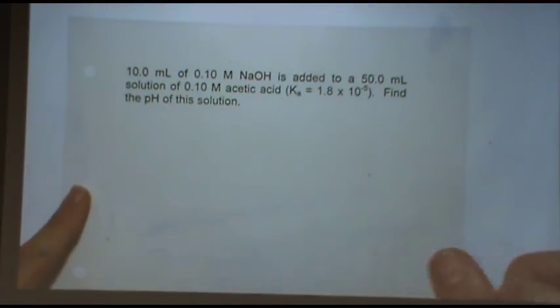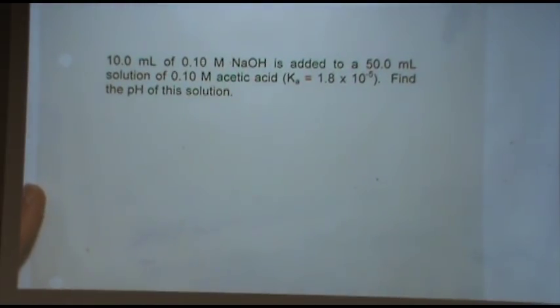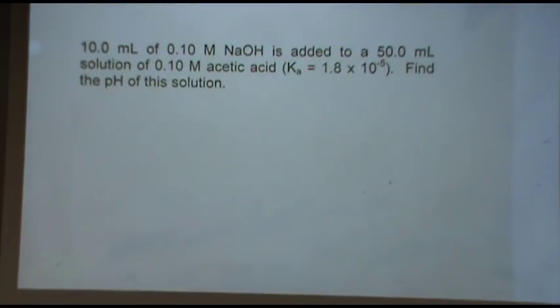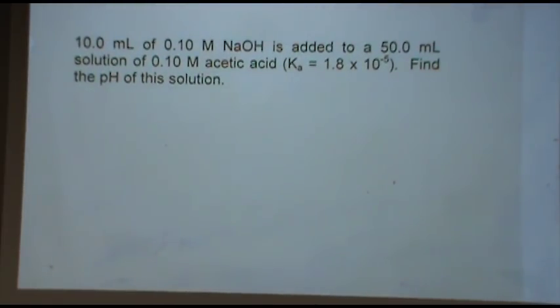I think I brought some titration examples. Okay, I don't think we did this one. Does this look familiar? No? Okay, I don't think we did this one, so let's try this one.